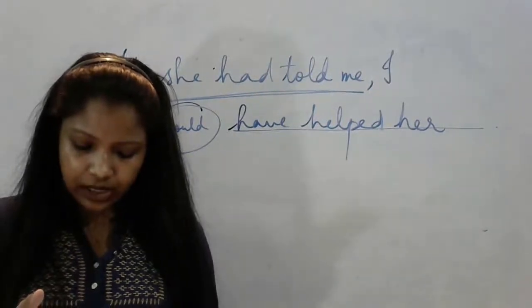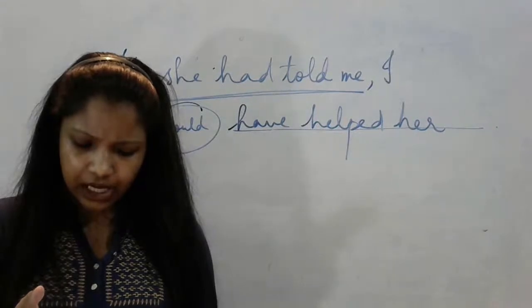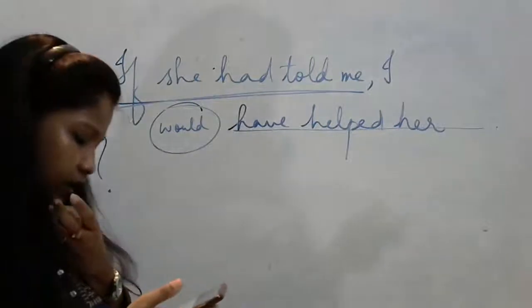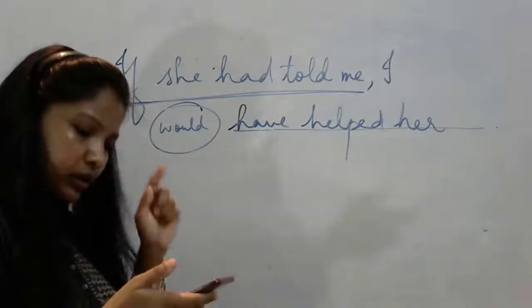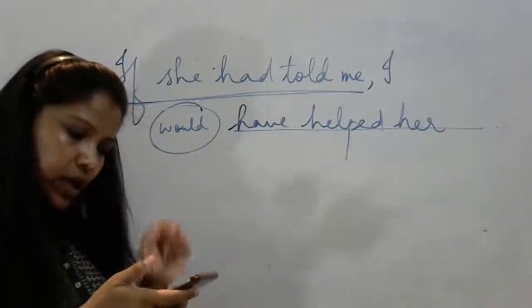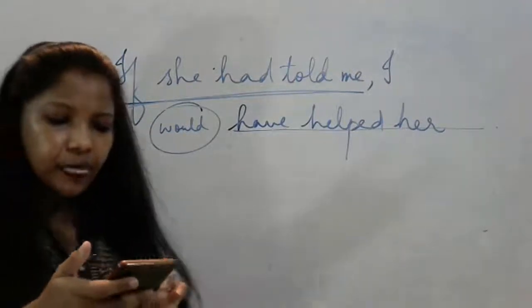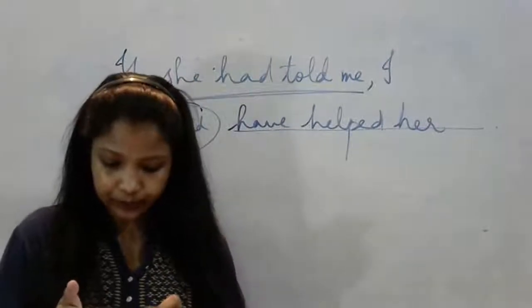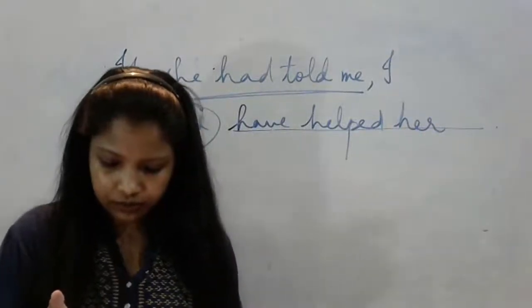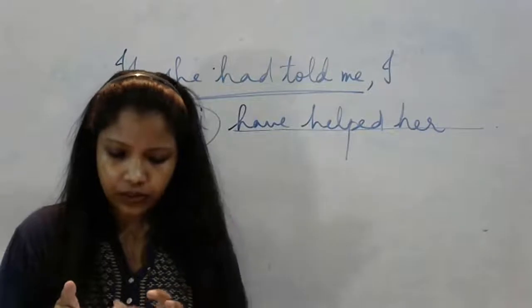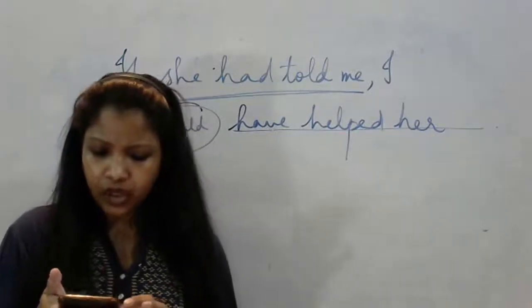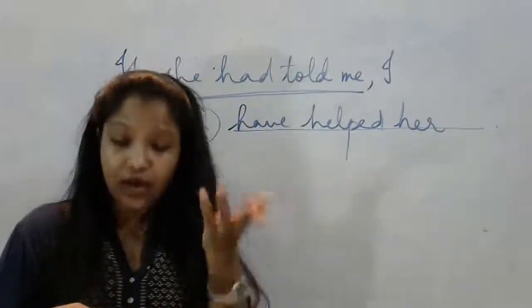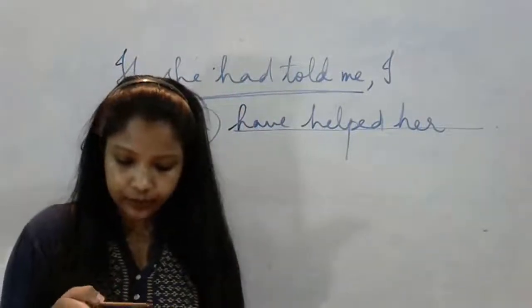Had she told me, I would have helped her. Had she told me, I would have helped her. Yes, Pratisha, your answer is correct. But add a comma after me. Pratisha Satpati, add a comma after me. No, Nikhil, when you are framing a yes no question, if is removed. You have added if in the sentence.